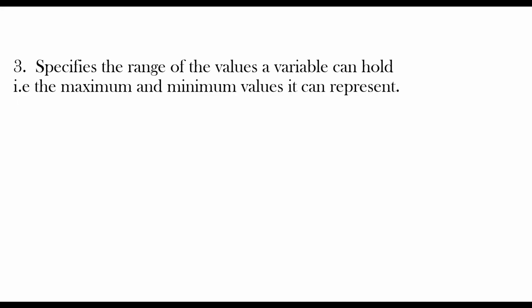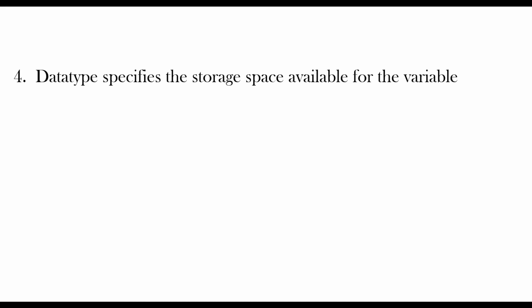Next, data type specifies the range of the values a variable can hold. Range means maximum and minimum values it can represent. Also, data type specifies the storage space available for the variable. Int means certain amount of memory is allocated. If it is double, some amount of memory is allocated. Compiler knows how much memory to allocate for a particular type of variable.